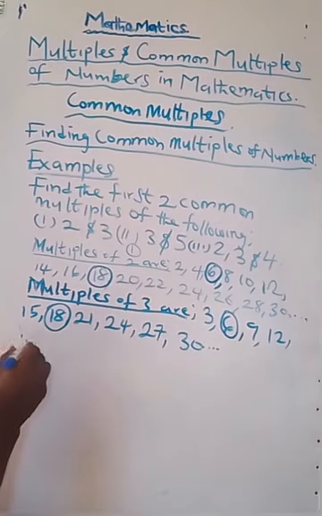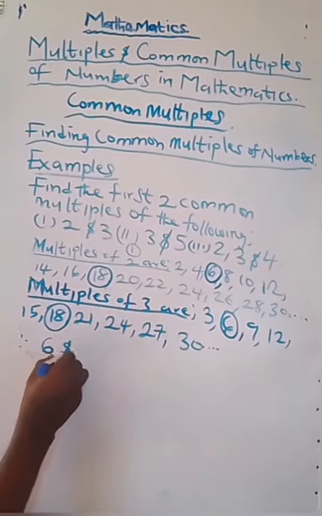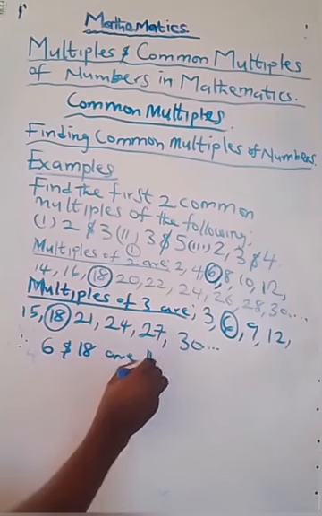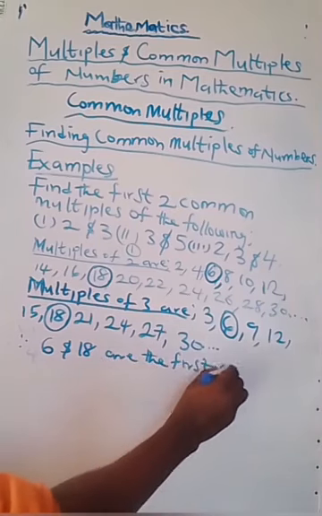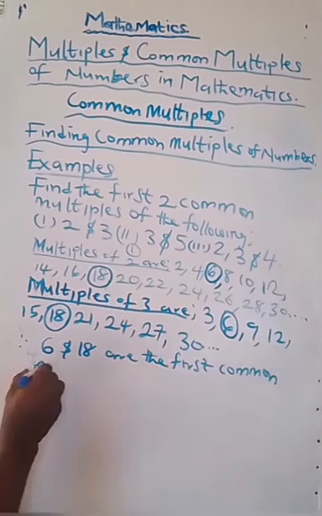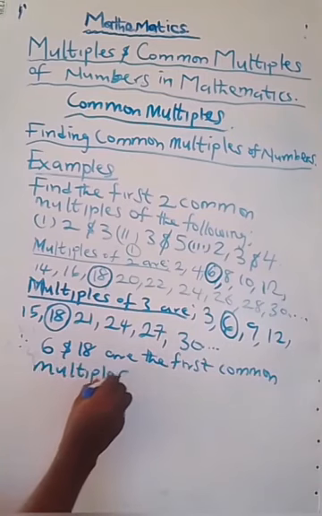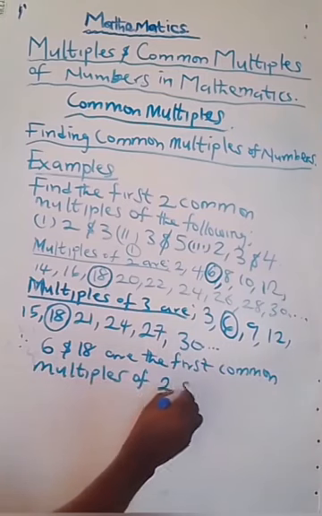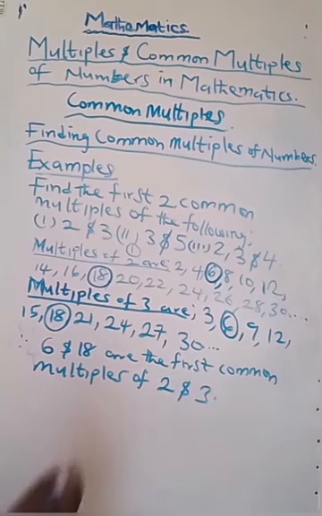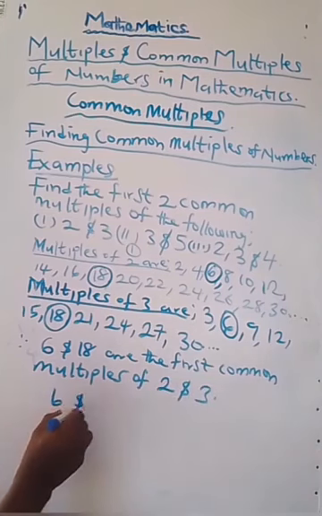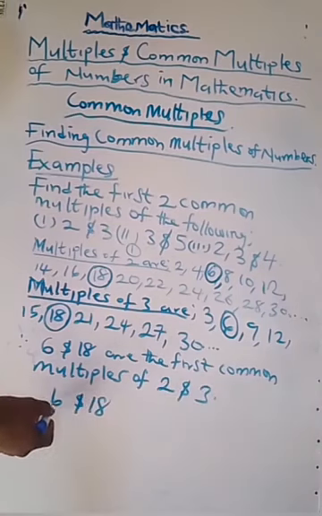So therefore, 6 and 18 are the first common multiples of 2 and 3. So 6 and 18. And if you look at it very well, 2 can divide 6, 2 can divide 18. 3 can divide 6, 3 can divide 18.